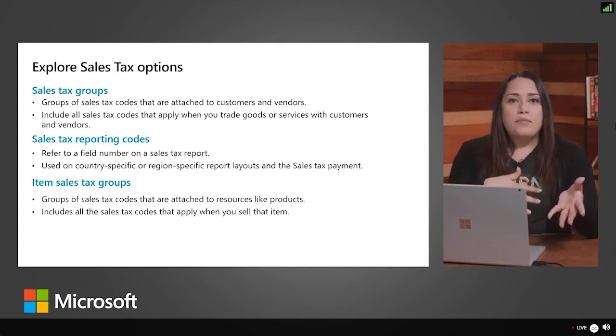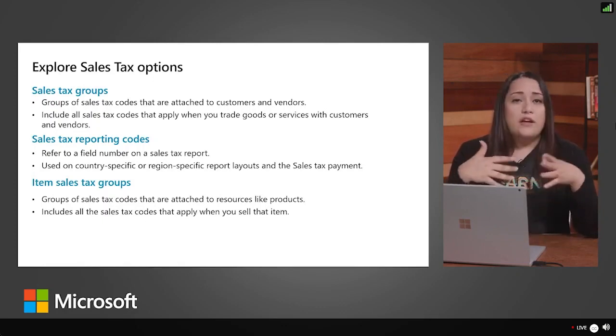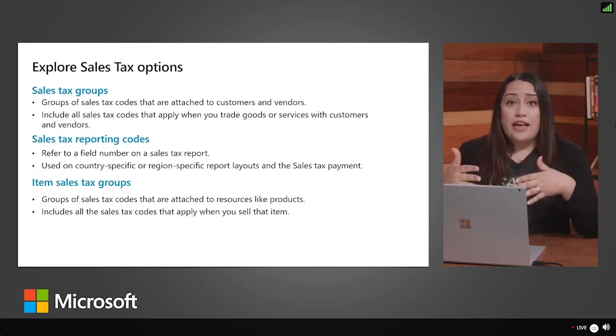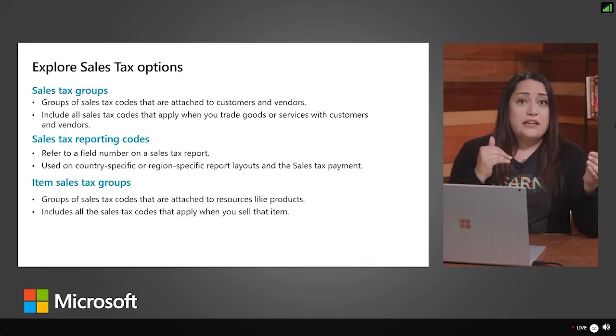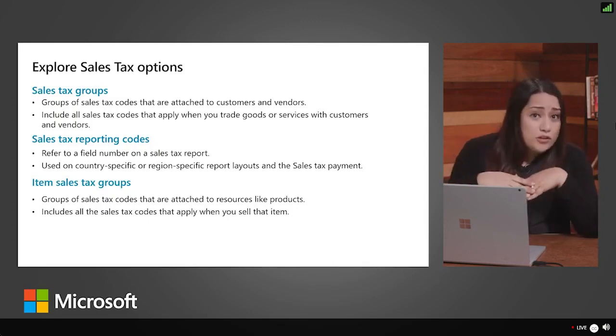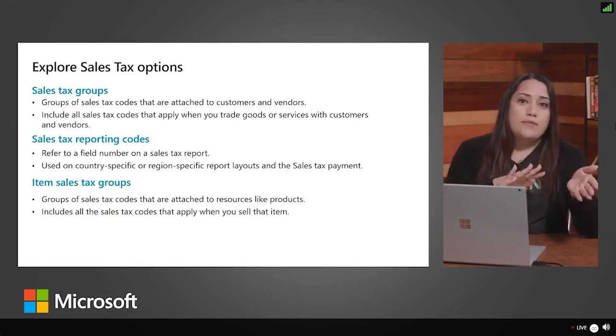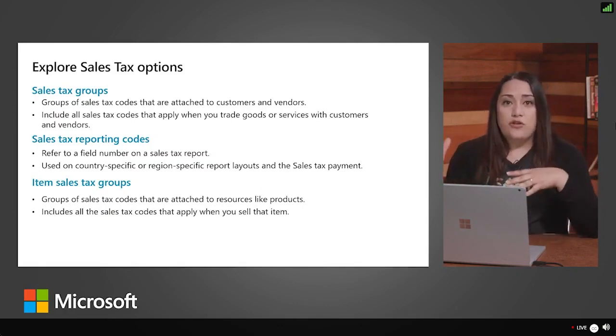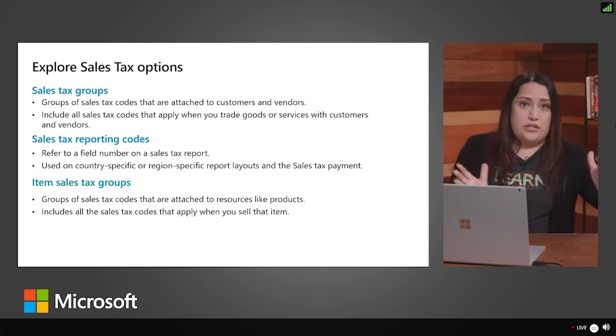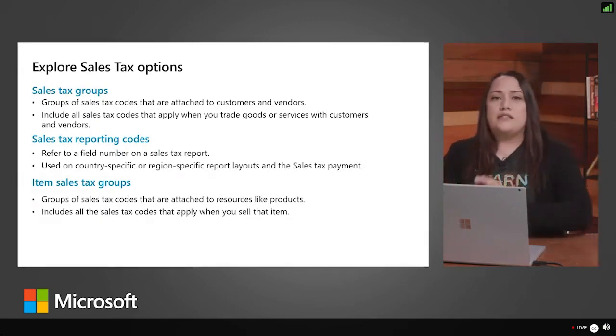And when you set it up, the item sales tax group includes the sales tax codes that apply when you're selling the item. But since the item sales tax group might also include most of the sales tax codes in the system, you do have the option to create the item sales tax groups, and you can either then choose to attach them to a group of items or a single item.